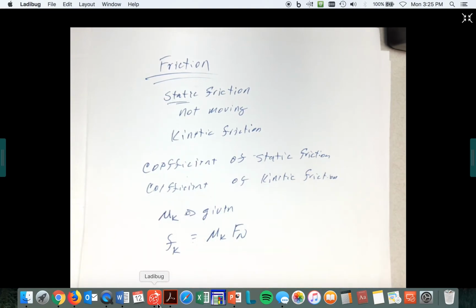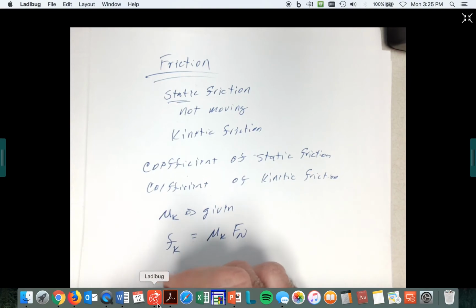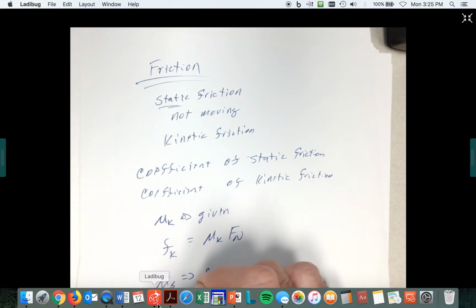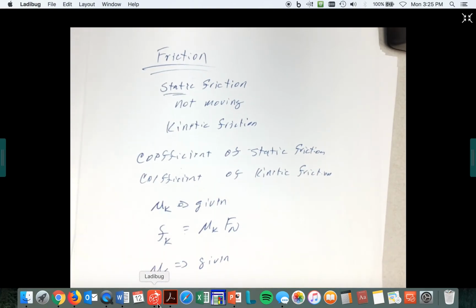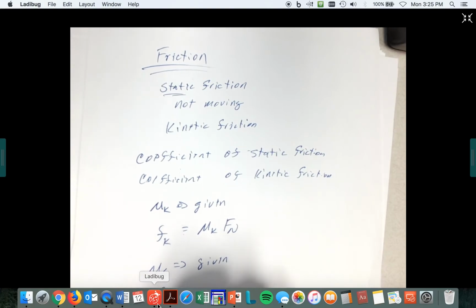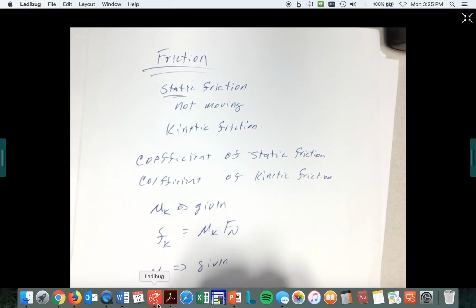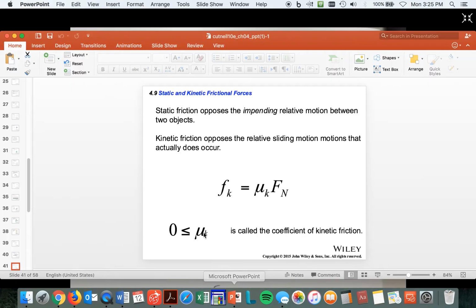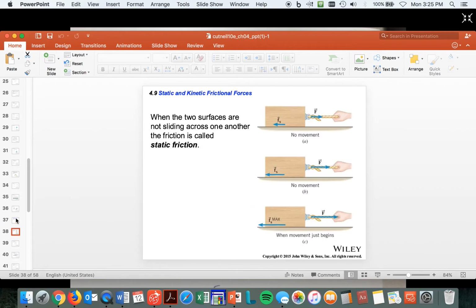And then mu of S will be given, because each substance has its own coefficient of static friction. It's just a coefficient, so that's mu of S. And so the force of static friction is equal to mu of S times F of N, the normal force. All right, so let's go ahead and look at these slides here. They might do a good job of explaining this.